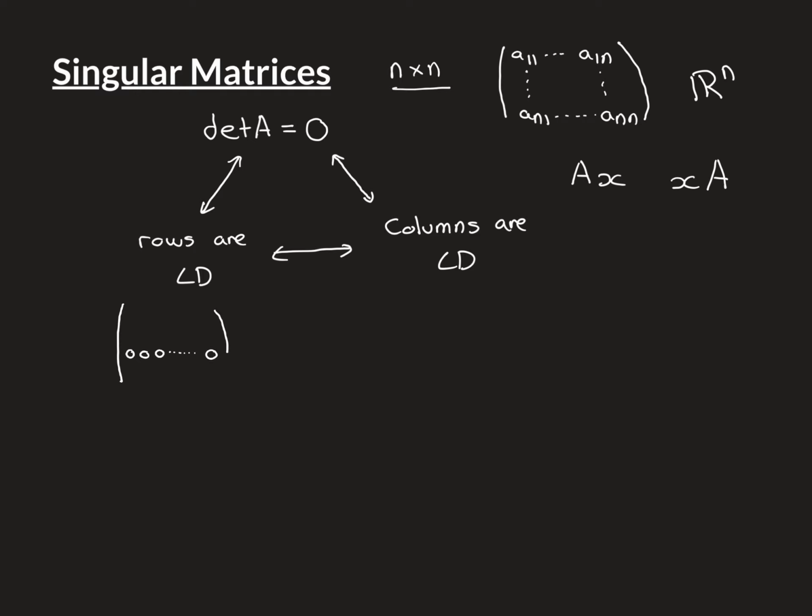So if you have a row that consists entirely of zeros, or indeed if you have a column that consists entirely of zeros, the determinant of that matrix will equal 0, i.e. it will be one of these singular matrices. The proof of that is very simple.